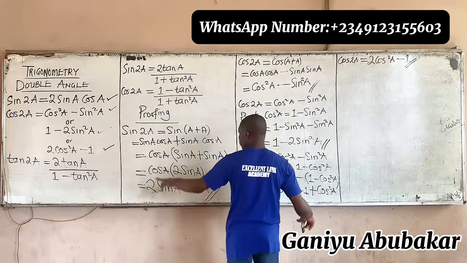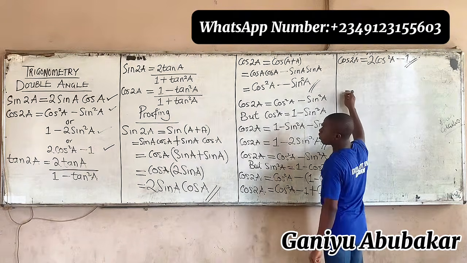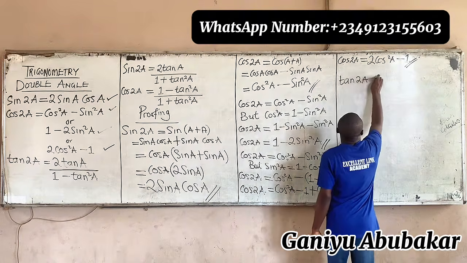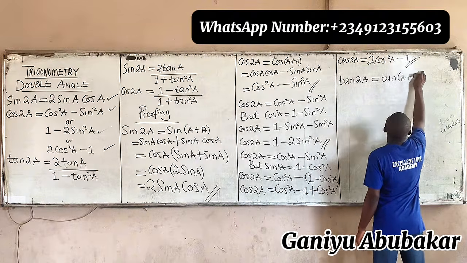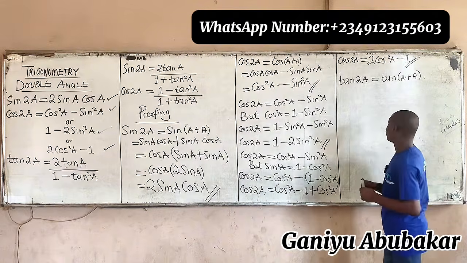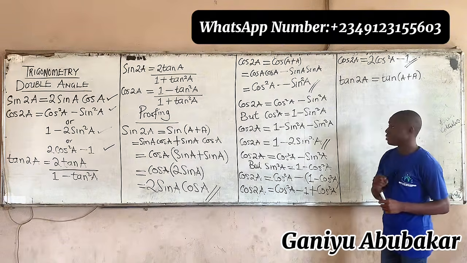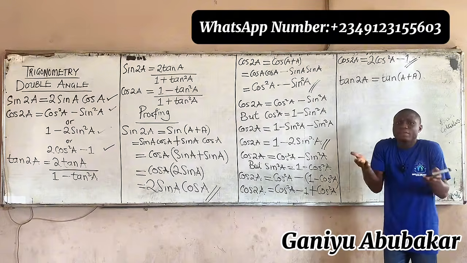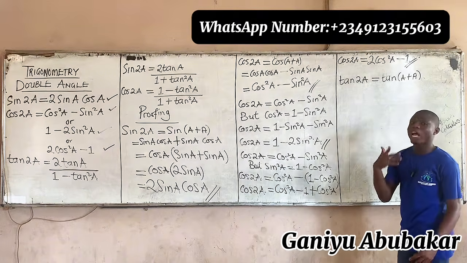We said from there, if I have tan 2A, this becomes tan of A plus A. Similarly, go back to your idea of compound angle, as we said earlier. For the compound angle concept, the idea is that tan A plus A is still the same thing as 2A, right? So go back to your compound angle concept.